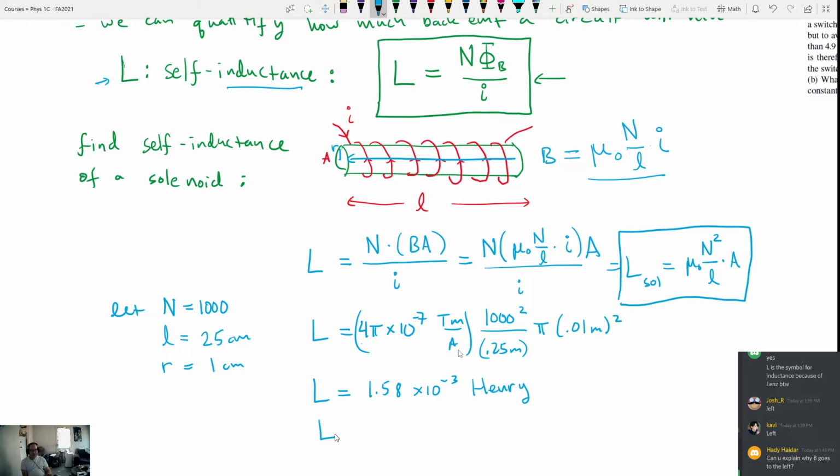The right-hand rule: you wrap your fingers around the direction the current's flowing, which is like this. Your thumb points to the left. That's the direction of the magnetic field. You can review the right-hand rule in many places on the internet or in the book.